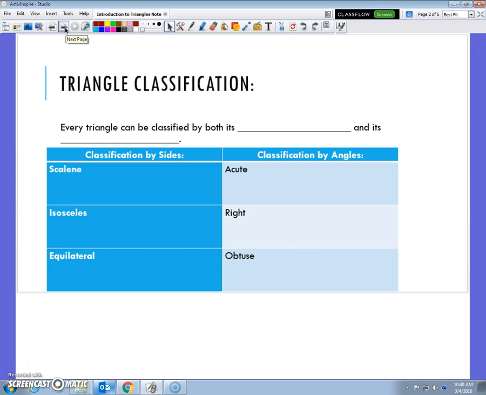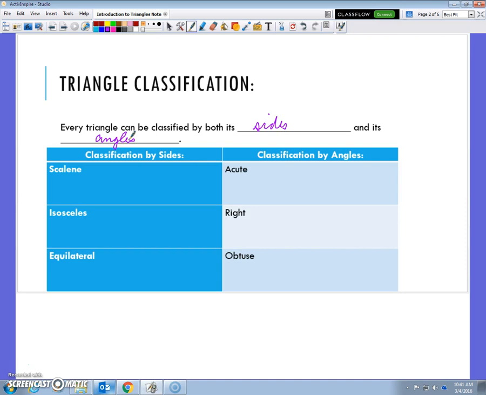So we have some triangle classifications, okay, and that just means what type of triangle is it. And you may have learned about some of these in previous classes or in previous grades, but it's good to review it. It's just going to get more and more detailed as we go. Every triangle can be classified by both its angles and its sides. So a triangle should have at least two names, depending on what the sides look like and depending on what the angles look like.